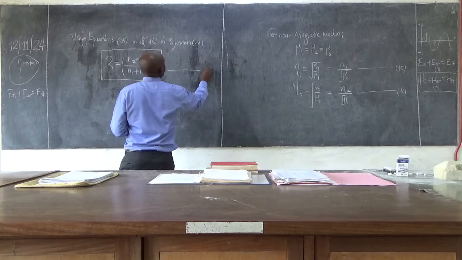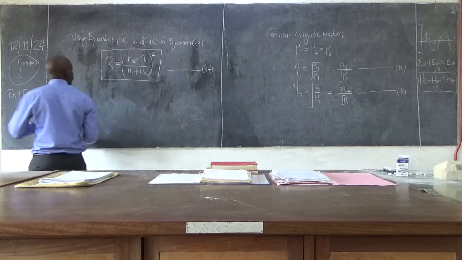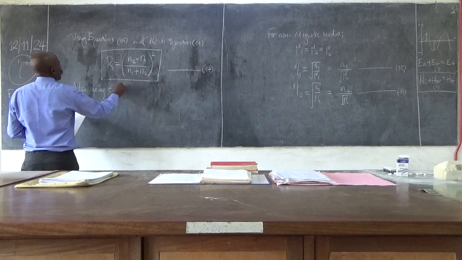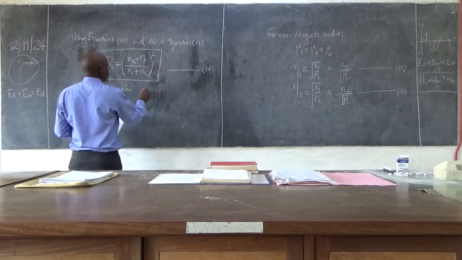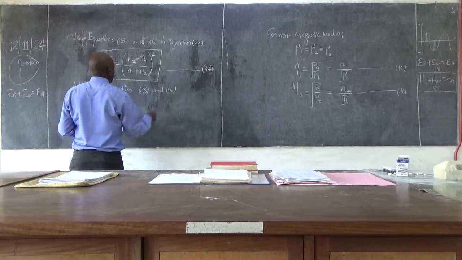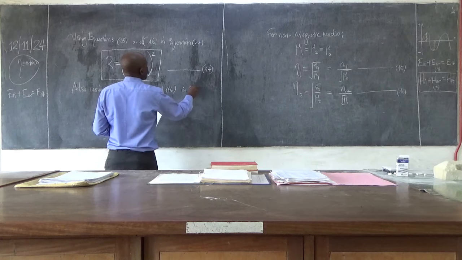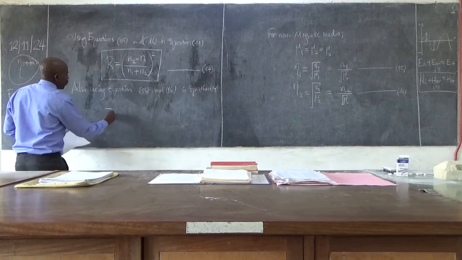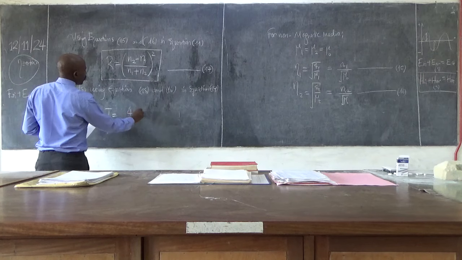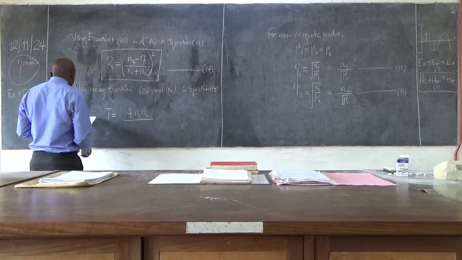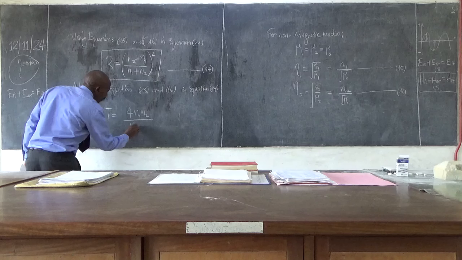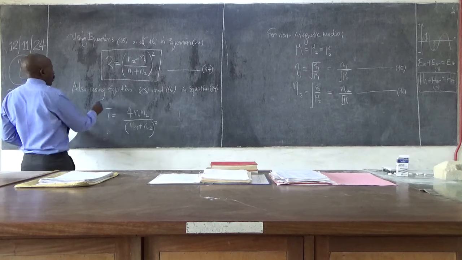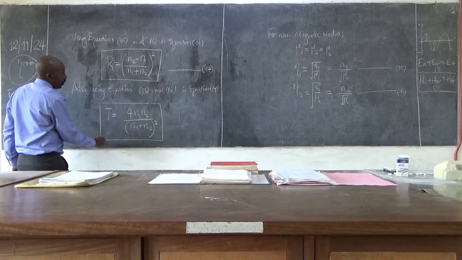Then this one comes. And then also using equations 15 and 16 in equation 14, T, which was equal to 4 eta 1 eta 2, would be 4 N1 N2 over N1 plus N2, squared. This is equation 18.